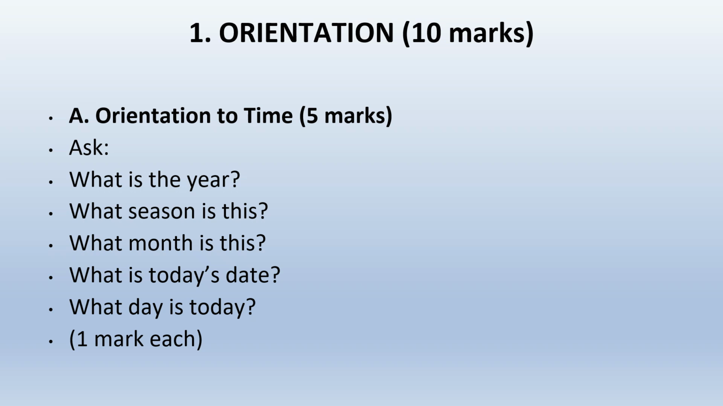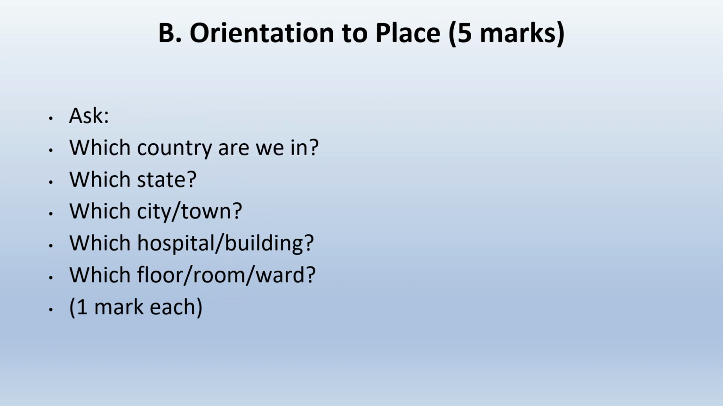First, orientation to the time. We should ask what is the year, what season is this, what month is this, what is today's date, what day is today, and 1 mark is given for each right answer. Orientation to the place, 5 marks. We should ask which country are we in, which state, which city or town, which hospital or building, which floor, room or the ward. Each question gets 1 mark.